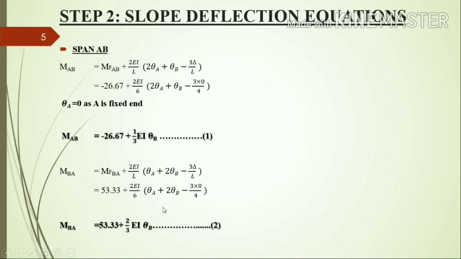So by substituting theta A, here also theta A equal to 0 as A is a fixed end, then we get MBA is equal to 53.33 plus 2 by 3 EI theta B. This is equation number 2. Then consider the span BC.